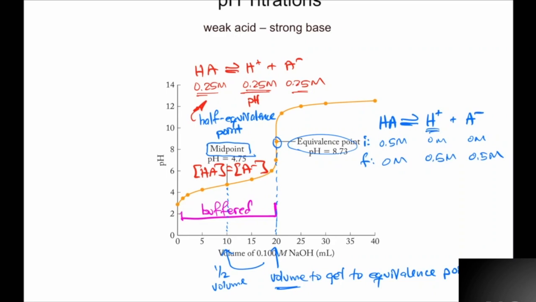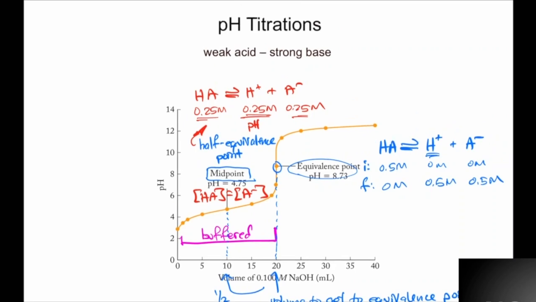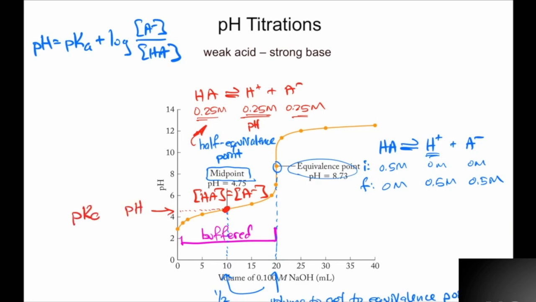And that's that log term in the Henderson-Hasselbalch equation. Let me remind you of that equation. Let's put it up on top here. pH is equal to pKa plus the log of A minus divided by HA. If they're equal, this is where that log term goes to 0. So if I were to see what this pH is at the half equivalence point, that pH, by definition then, is the pKa. The pKa is the pH at the half equivalence point.